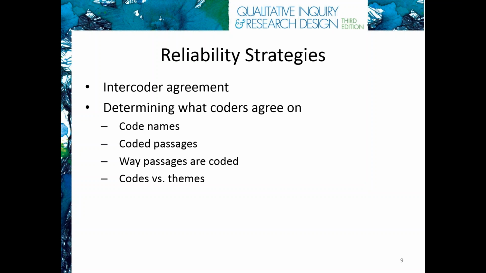You could still train someone to help code your information, and that would be increasing the reliability of your findings, because your coders have to have agreement and consensus in how they go through the data and code. So that would be one way to increase the reliability of your findings.